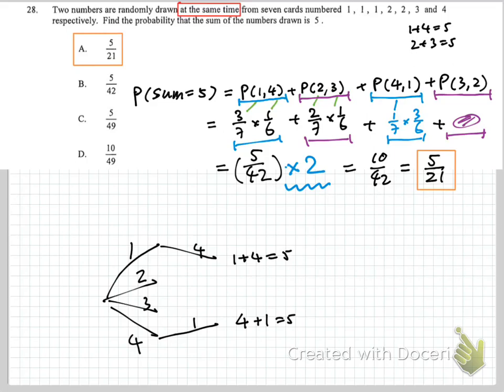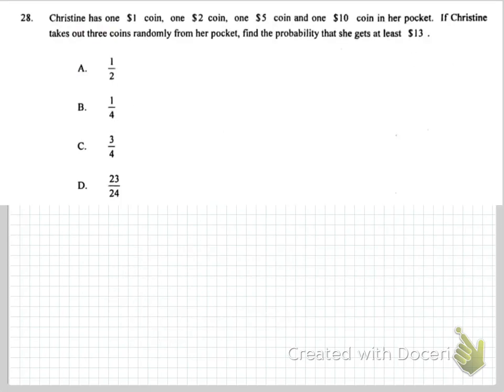Now let's take a look at one more question. All right, well, maybe two more, and then we'll switch to another video. So there's another MC question. We have a $1, $1 coin, $2, $1.5, and $1.10.